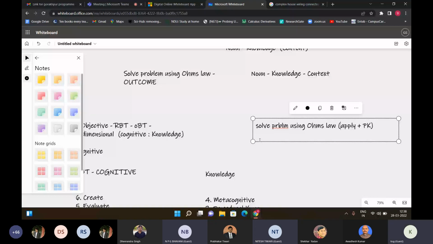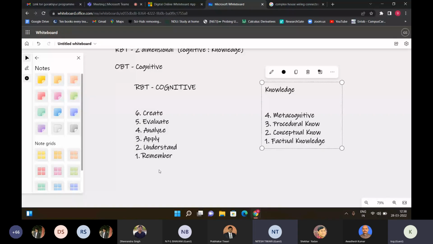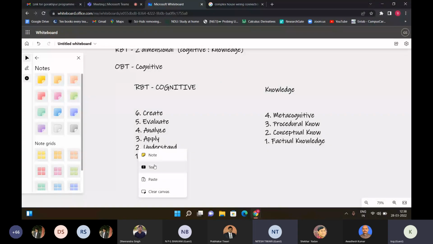When I focus on the cognitive dimension and the knowledge dimension, I need a better understanding of what exactly the cognitive dimension is and what the knowledge dimension means. Let us take the first one, the cognitive dimension. It focuses on the performance category. The basic level of performance is your remember level. What does this remember level indicate? It indicates that the learner has to remember certain things.